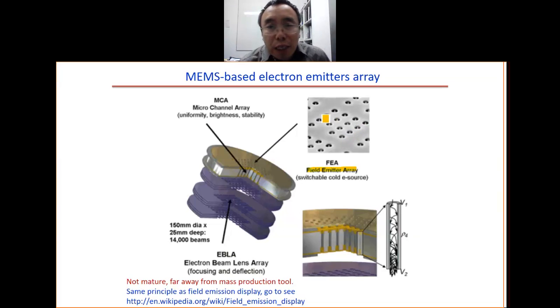So we have many such kind of beams. You get very high throughput. But the problem is that you cannot have any lenses. It's very hard to control. As a result, this one is far away from the mass production tool. It's just for some research group to do this, but it is not very useful. Not useful for the production.